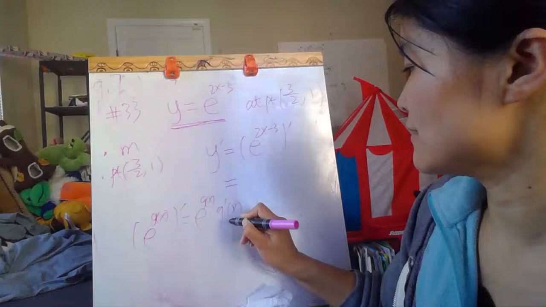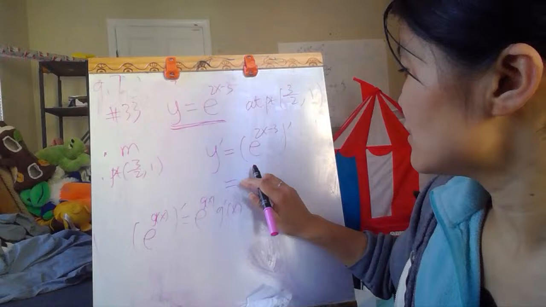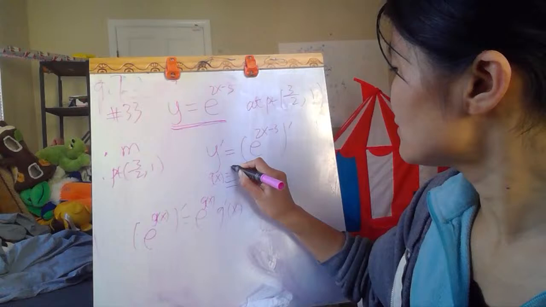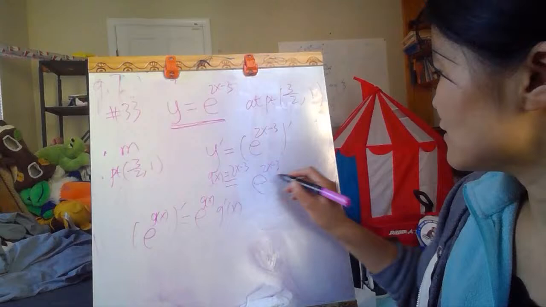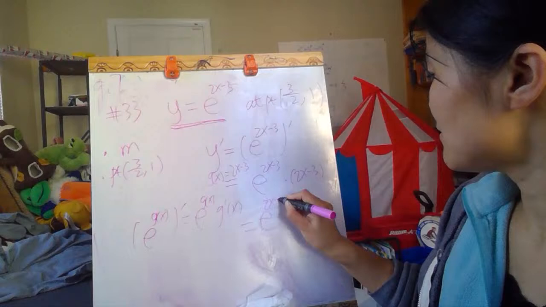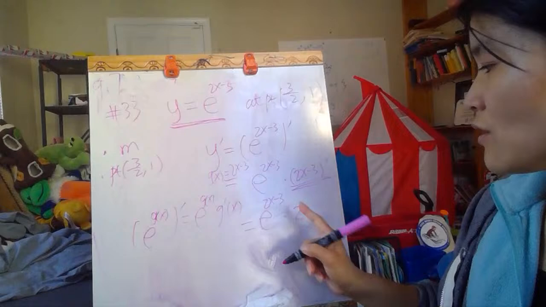Here, g of x is 2x minus 3. We use this formula. So the derivative is e to g of x, which is 2x minus 3, times g prime of x, which is 2x minus 3 prime. So this equals e to 2x minus 3 times the derivative here, which is 2. So we find the derivative.